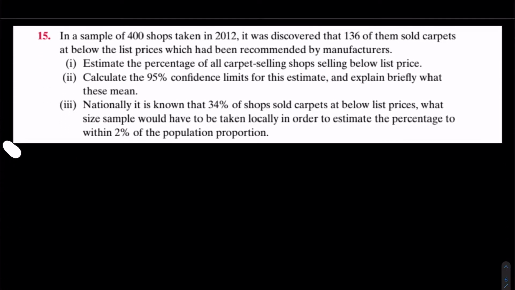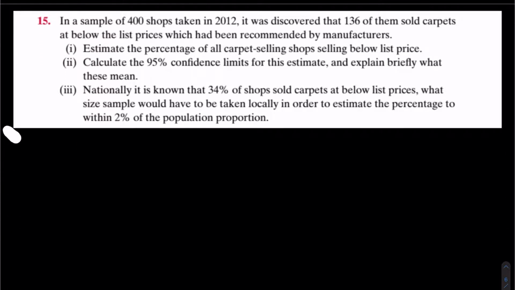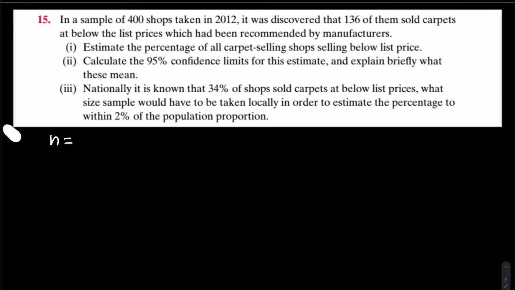And the last example for the population proportion is this one, problem number 15 from the same section. In a sample of 400 shops taken in 2012, it was discovered that 136 of them sold carpets at below the list prices. So that tells me immediately that n equals 136. We have to estimate the percentage of all carpet selling shops selling below the list price.